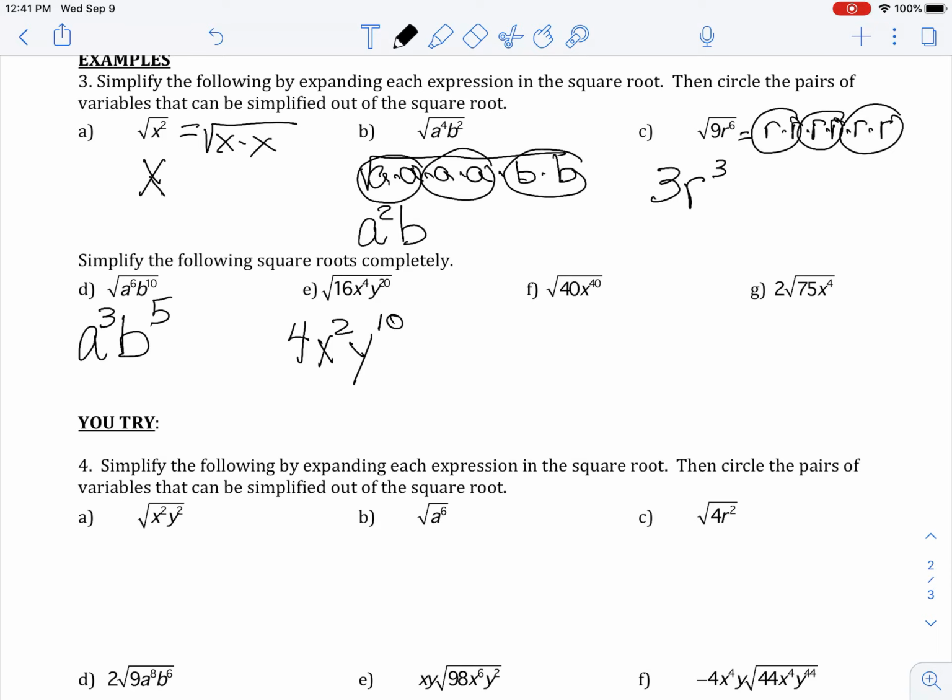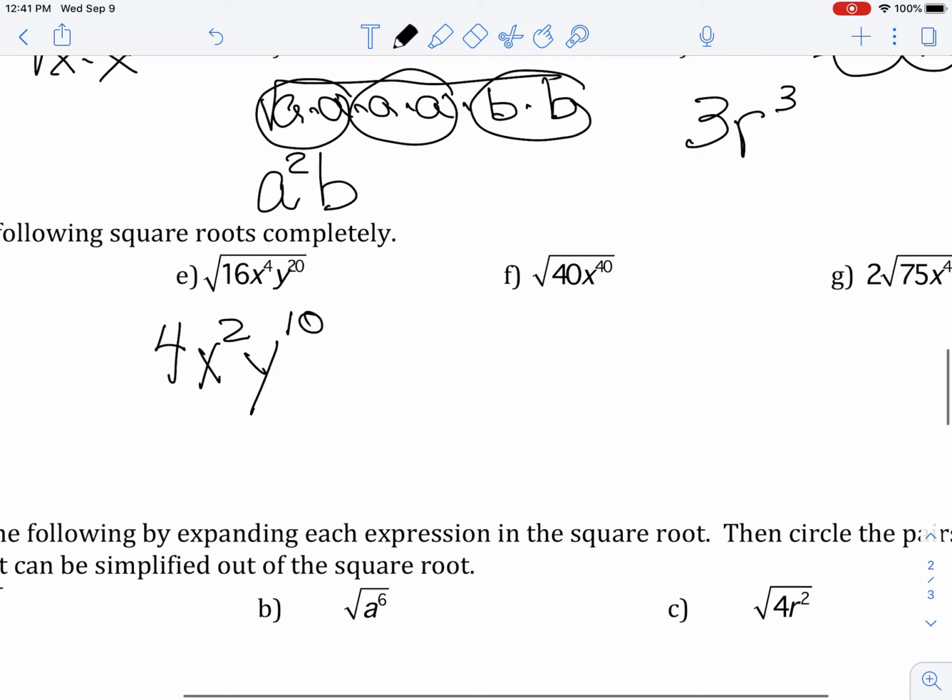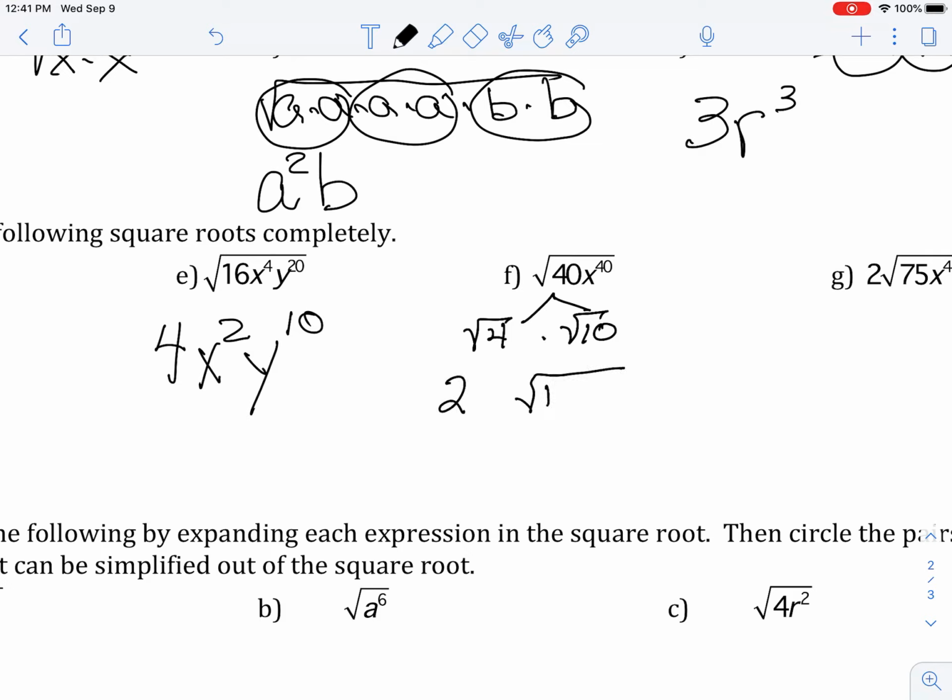Square root of 40x to the 40. Well, the square root of 40 is not a perfect square, and so we follow the process that we did in Unit P. We break down the square root into 4 times 10, so that's going to be a 2, but I'm going to have a remaining 10 inside the radical. X to the 40, 40 is even, divide by 2, x to the 20.